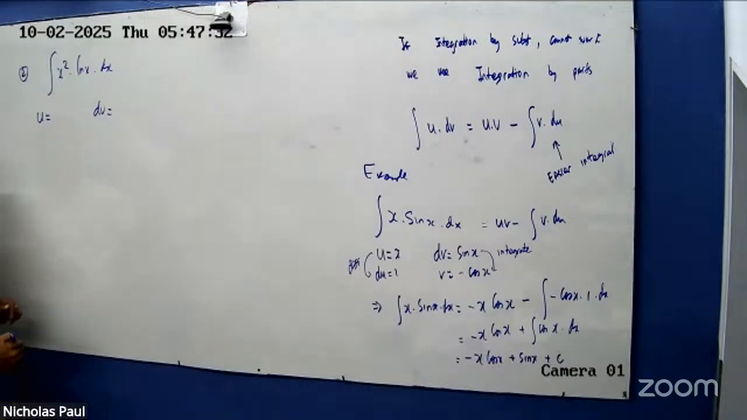Right, so I change it slightly. I give you x squared ln x. I'm going to ask somebody which one you think will be u and which one you think will be dv, and you tell me why. So the question is which is u and which is dv.